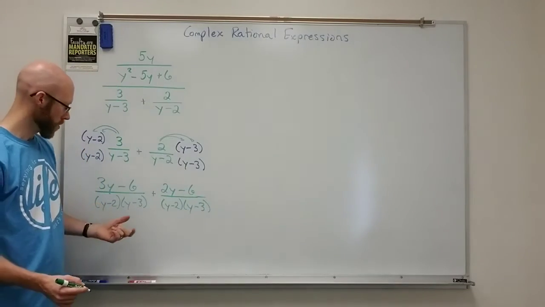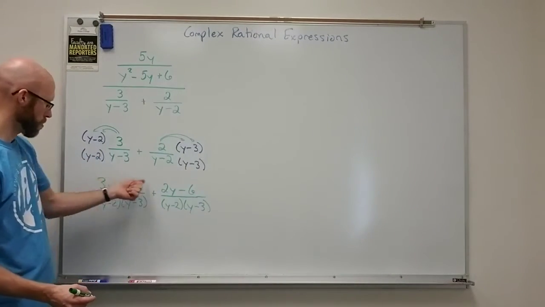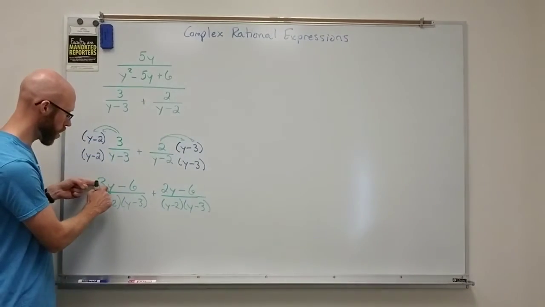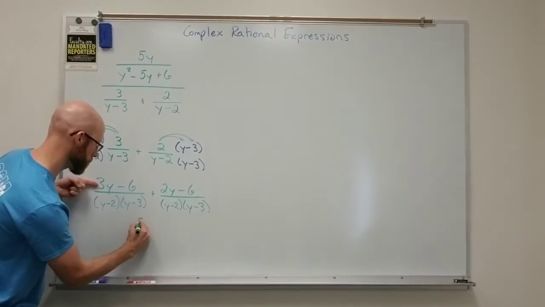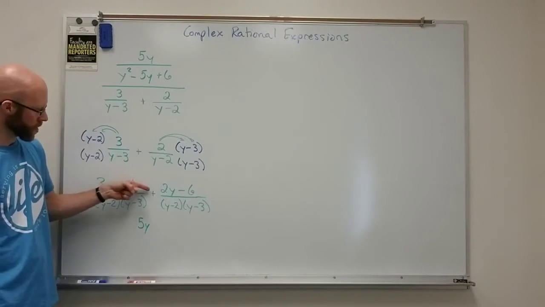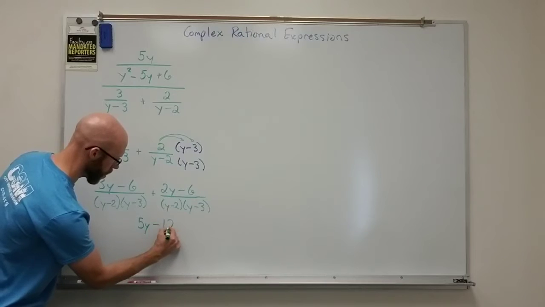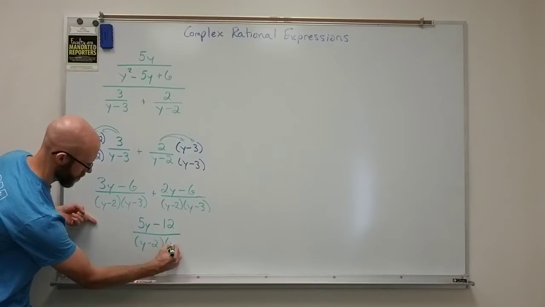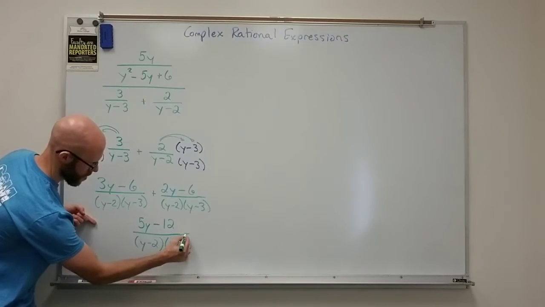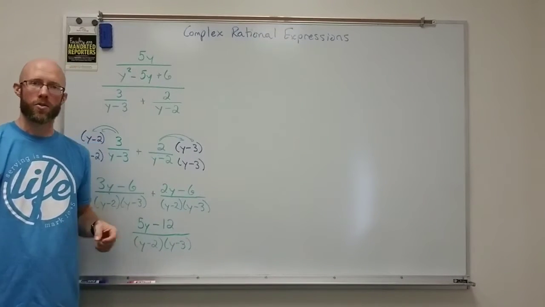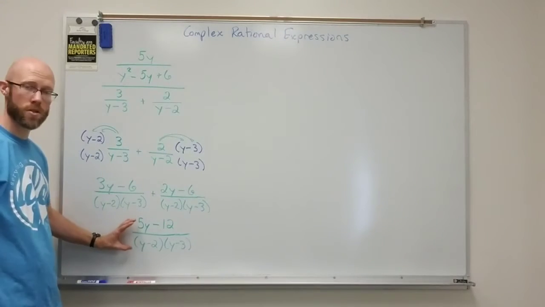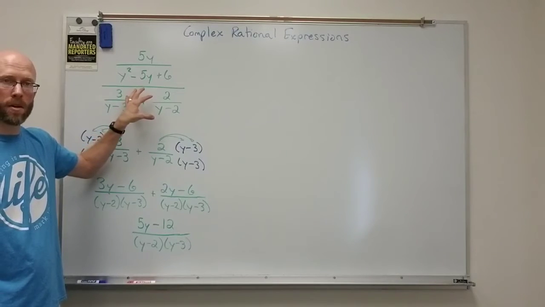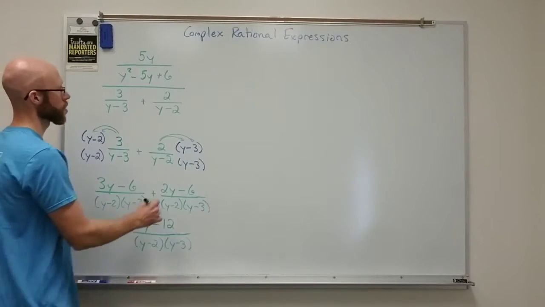Okay, and then I want to combine my like terms to get the two fractions together. So 3y plus 2y gives me 5y. Minus 6 plus minus 6 is minus 12. And that's all over the LCD. Okay? So now I've got this single fraction that I need to replace into the denominator of my big fraction. So let me work that out.